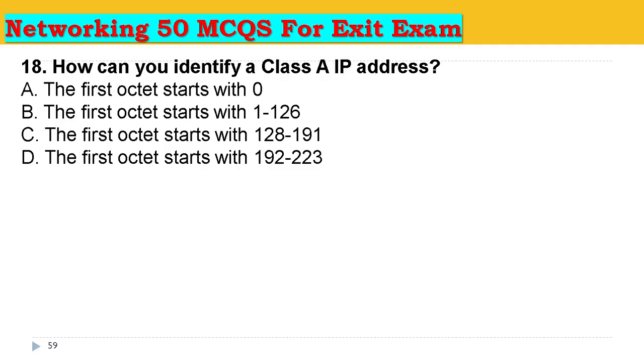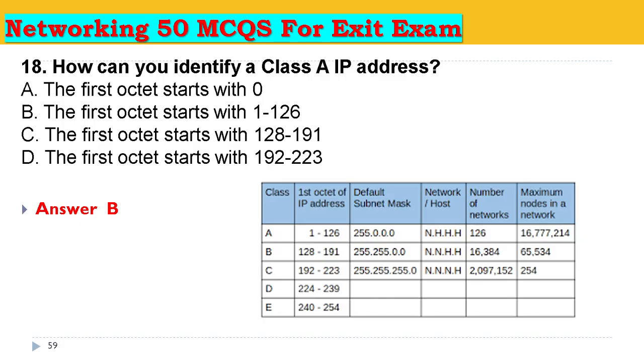How can you identify a class A IP address? The first octet starts with 0. The first octet starts with 1 to 126. The first octet starts with 128 to 191. The first octet starts with 192 up to 223. The class A IP address octet starts with 1 up to 126, as you have seen.